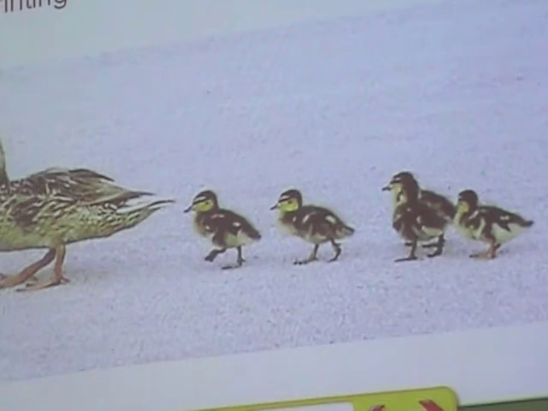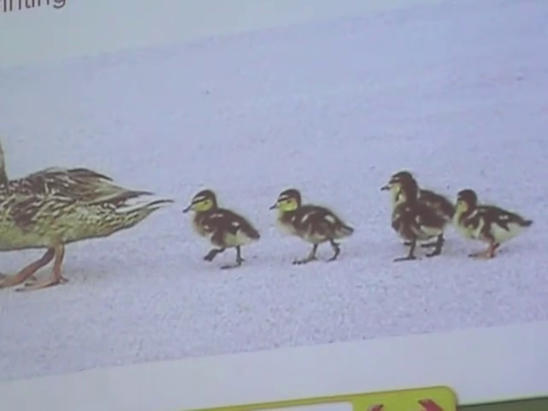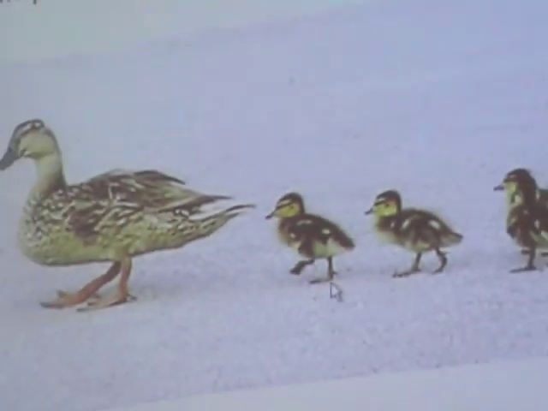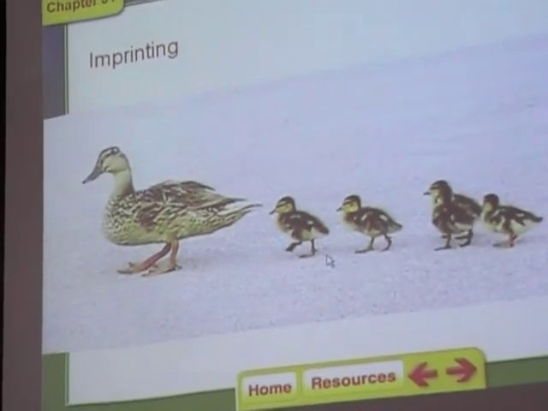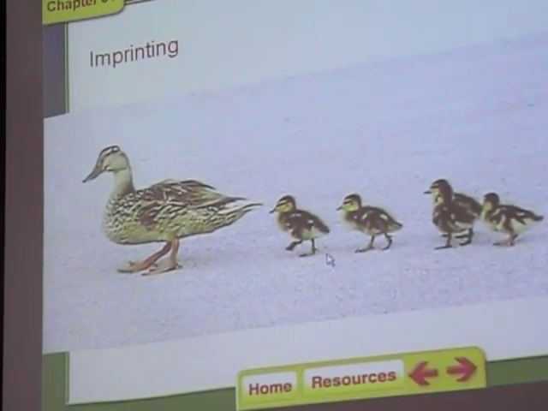Now there's another type of very simple learning that we call imprinting. Baby ducks will follow around, or geese, I don't know what this is, I guess it's a duck. Baby ducks will follow around any object that is near them that is moving when they hatch.